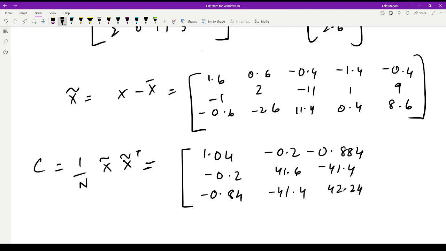Any doubts? Any property of the covariance matrix that you know? It should be a symmetric matrix. Yes, it's a symmetric matrix, because the way it's constructed itself gives us a symmetric matrix.